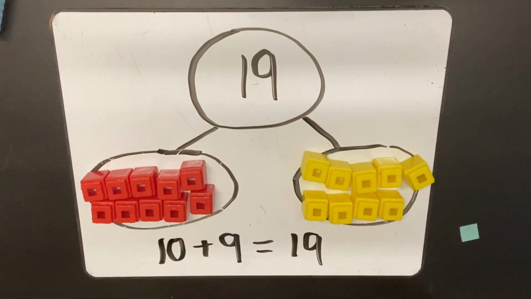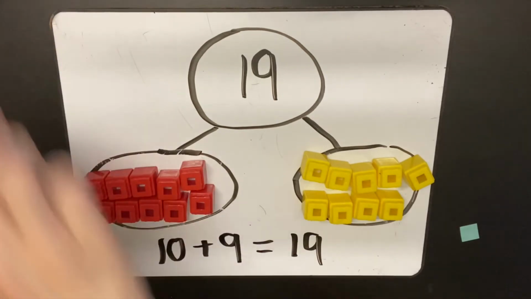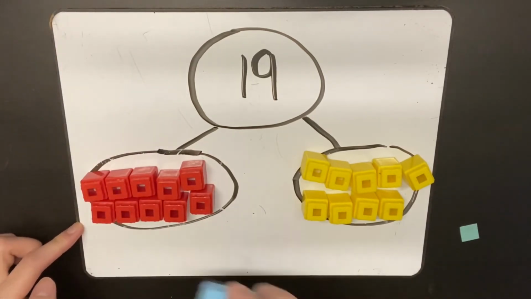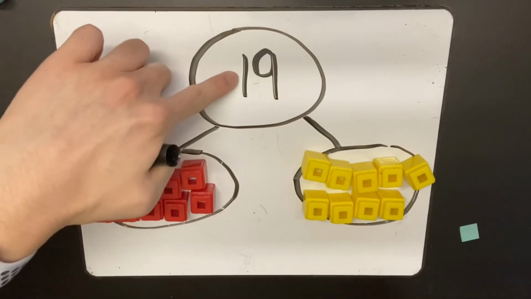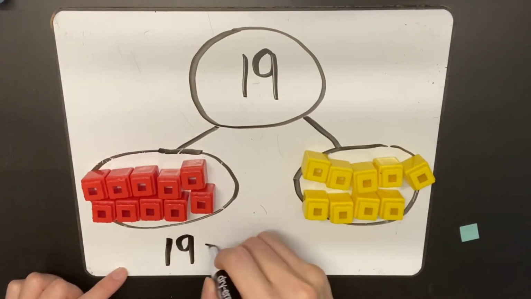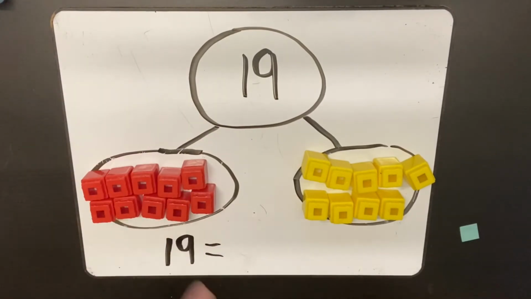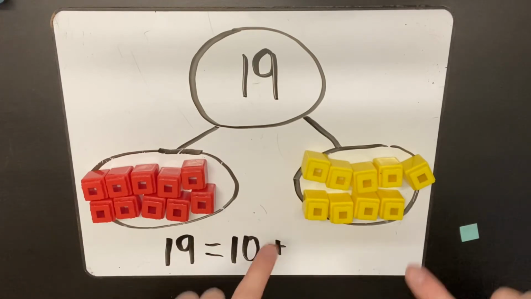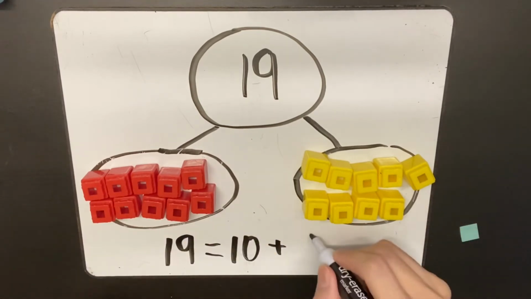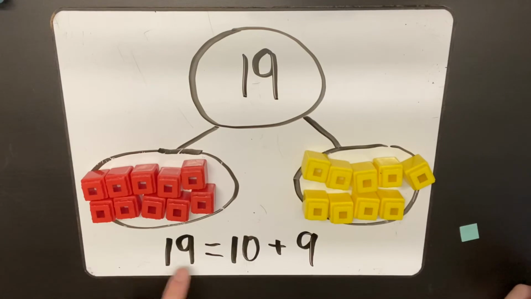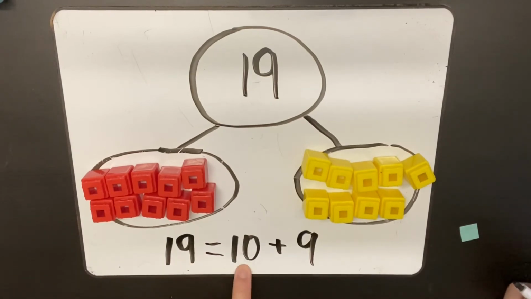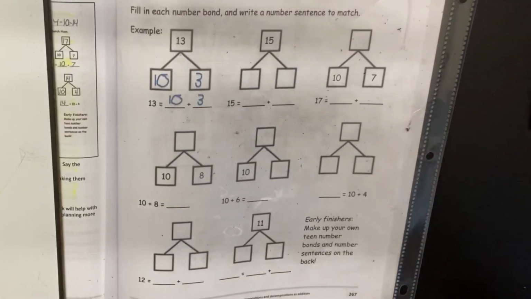But I heard some people say the other way. Let's write it the other way too. What was my whole? 19 equals 10 plus 9. Yeah, say it with me. Ready? 19 equals 10 plus 9. Awesome job. Now we are going to get some practice in. So let's take a look and see the directions.